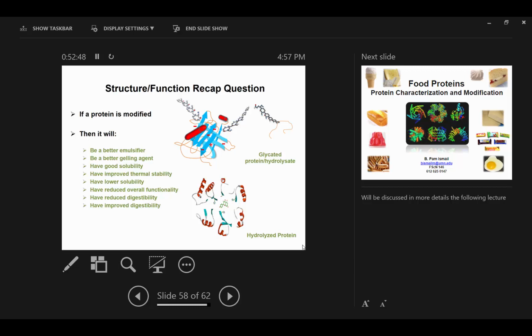So it's glycated and it has decreased surface area. Yes, so if you hydrolyze, depending again on the enzyme that you use and the proteins that are targeted, you can enhance any of the functionalities. All right, we're done.